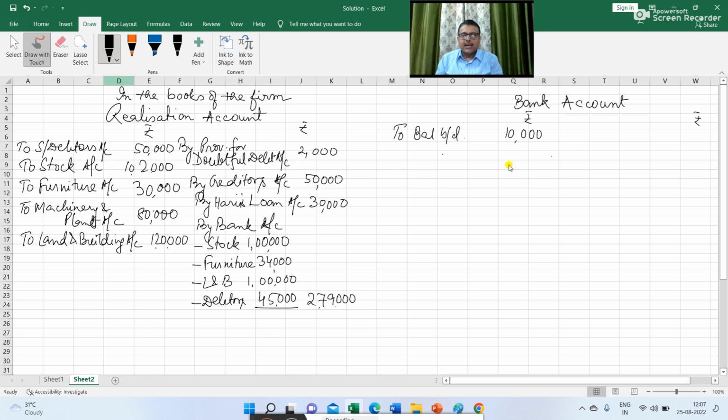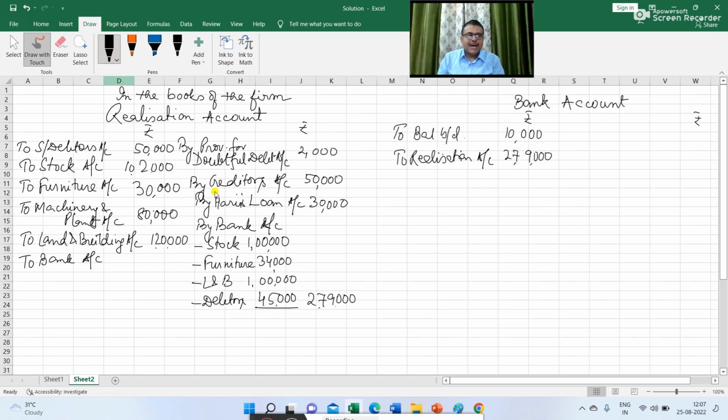So in bank account, we have to record bank account debit to realization account 2,79,000. Next, it is given that creditors were paid off at a discount of rupees 1,000. So creditors and Hari's loan will be repaid. So in realization account, I am recording realization account debit to bank account.